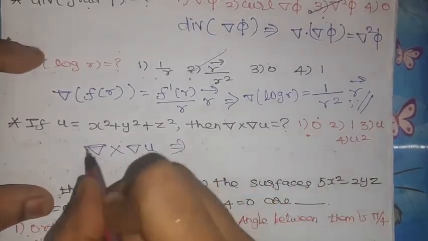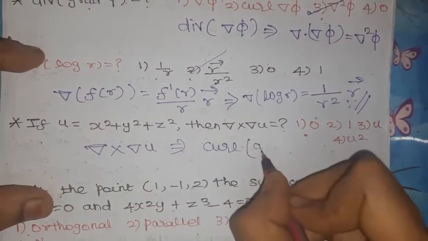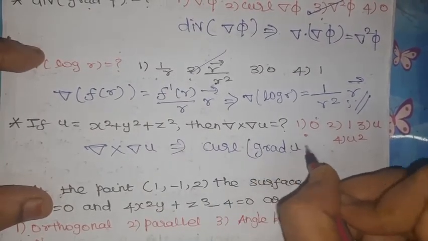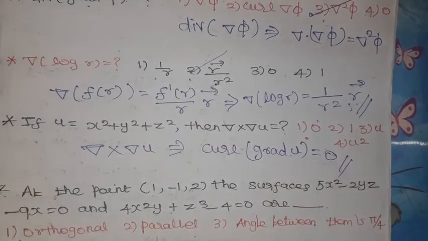So del cross is nothing but curl. This del u is nothing but grad. So curl of grad of anything we will get 0 only. You can check it now. This is also one of the formulas.